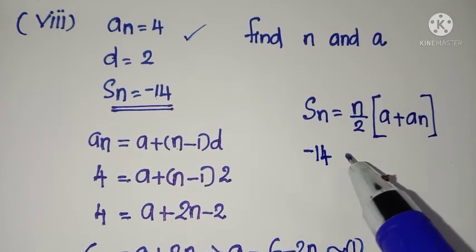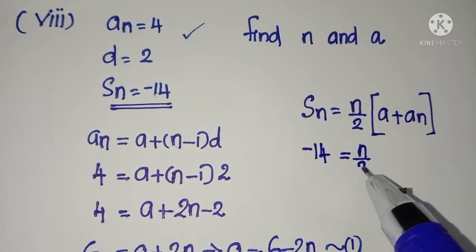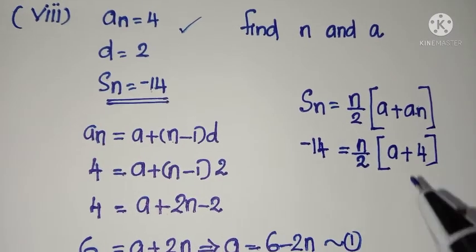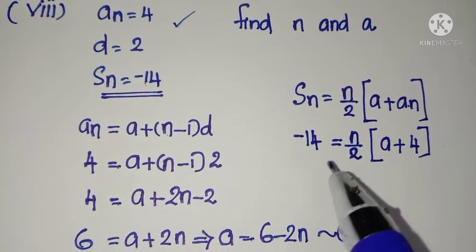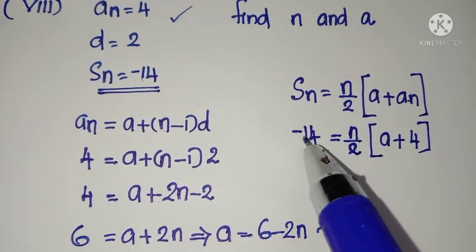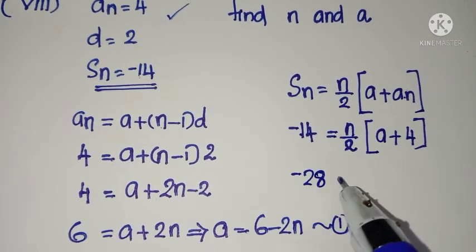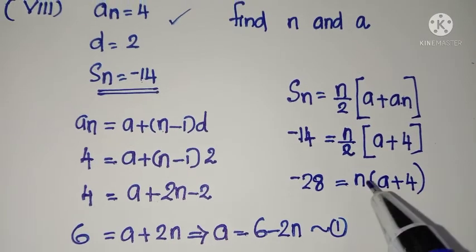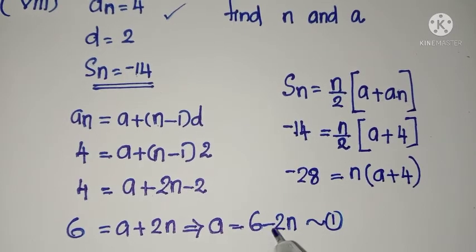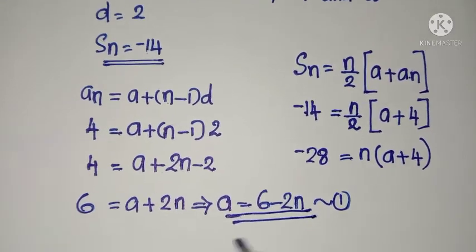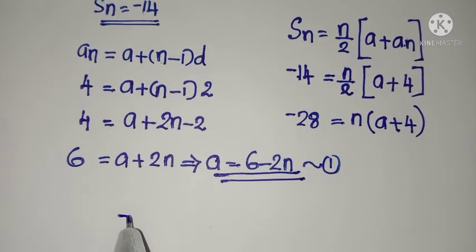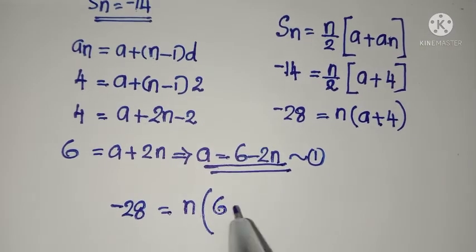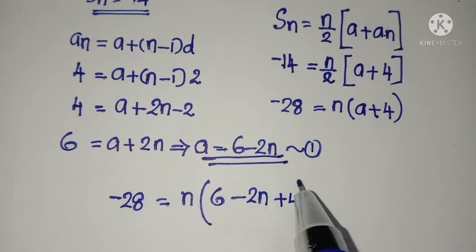Then replace Sn equal to minus 14, which equals n by 2 into a plus an. An is 4. Take this by 2 to the left side, so by 2 becomes into 2. Minus 14 into 2, minus 28, equals n into a plus 4. Here replace a is equal to 6 minus 2n from equation 1. So this becomes minus 28 equal to n into a, meaning 6 minus 2n, plus 4.